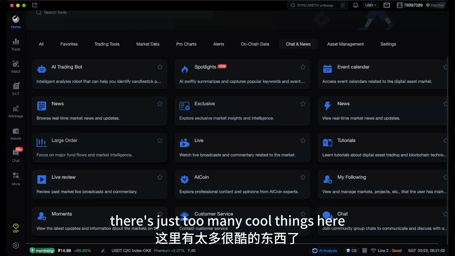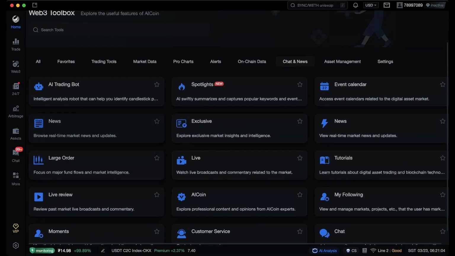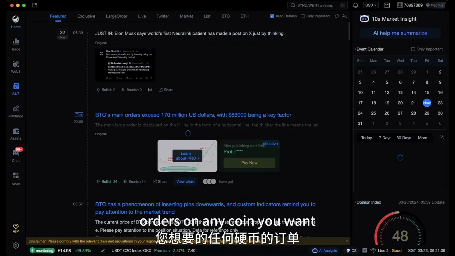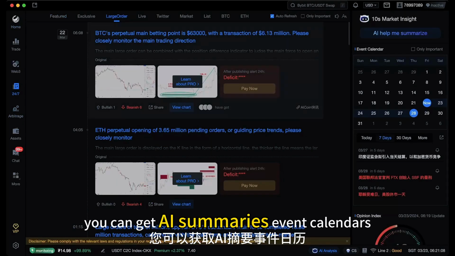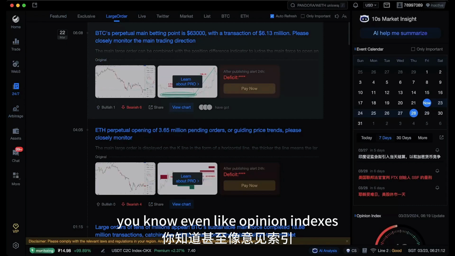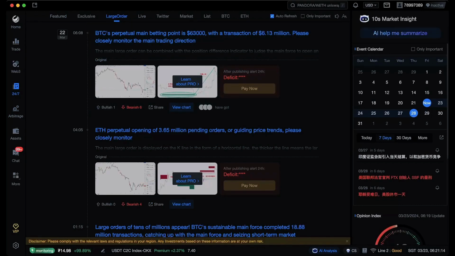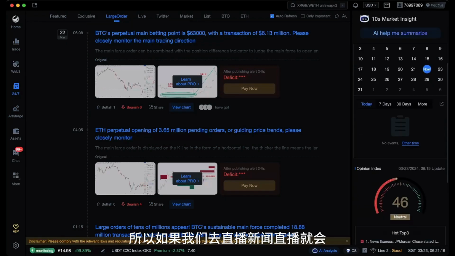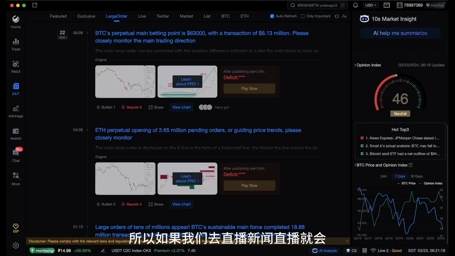Another cool thing that I haven't even mentioned yet is news and large orders. Do you see the problem? There's just too many cool things here. This is showing us all large orders on any coin you want. You can get AI summaries, event calendars, even opinion indexes.